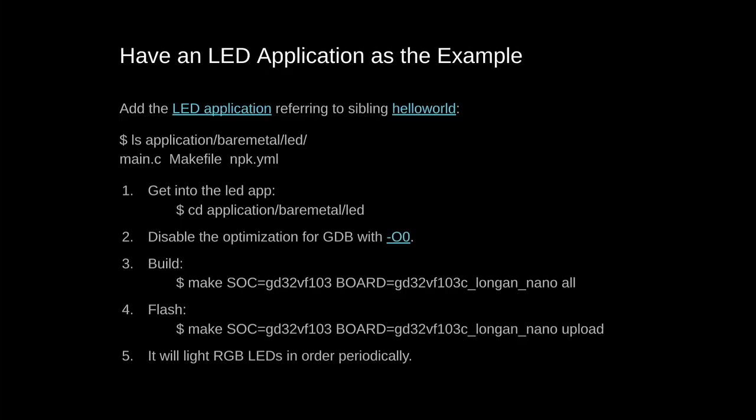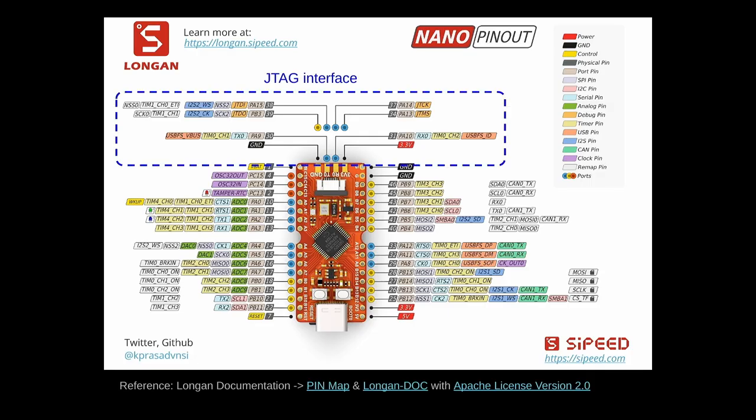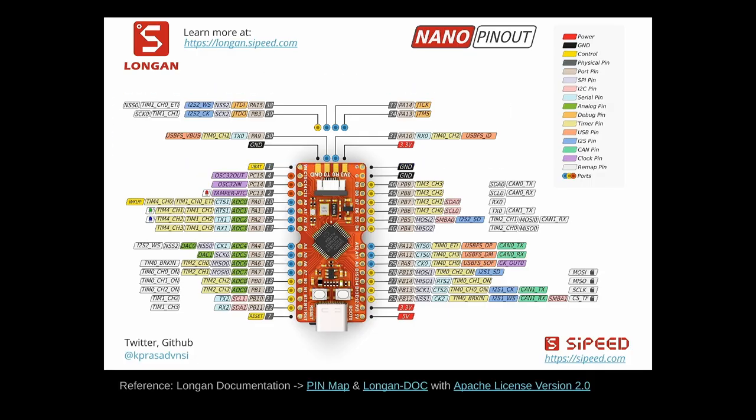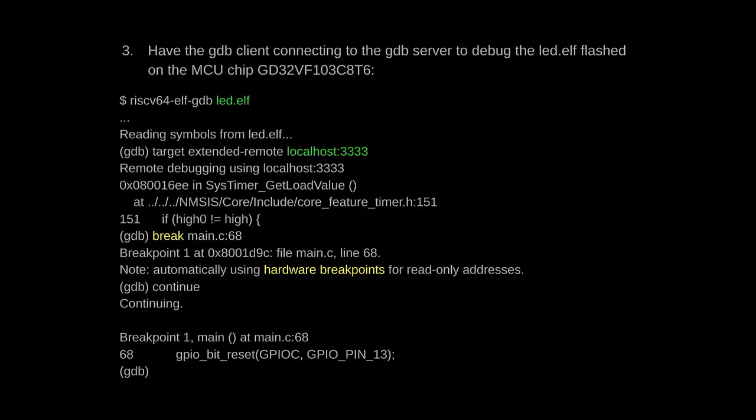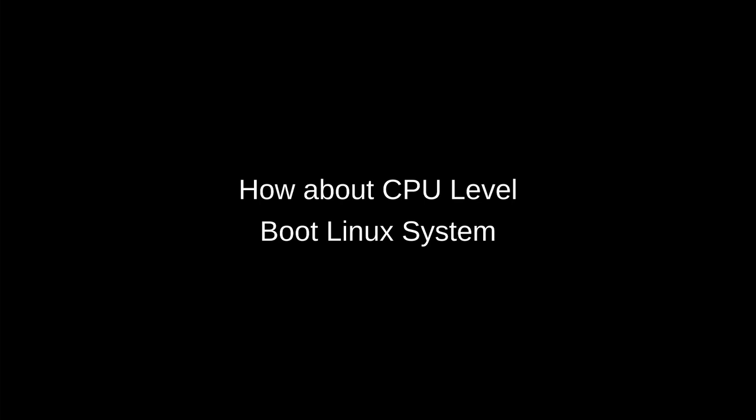Okay, back to the slide here. This is the pin map of the Longan Nano board, and it indicates the JTAG interface here. Let's talk about the higher level CPU, booting a Linux system.